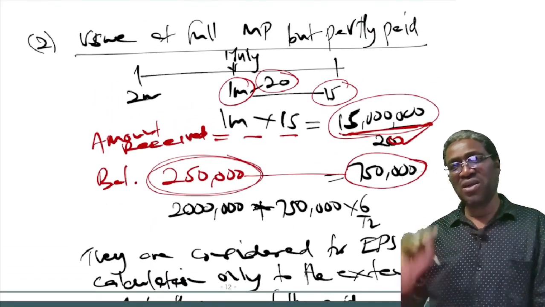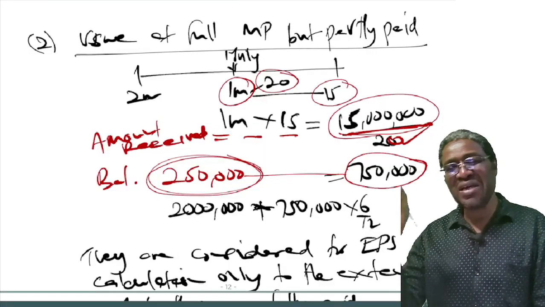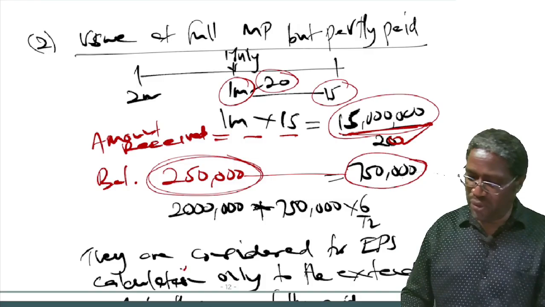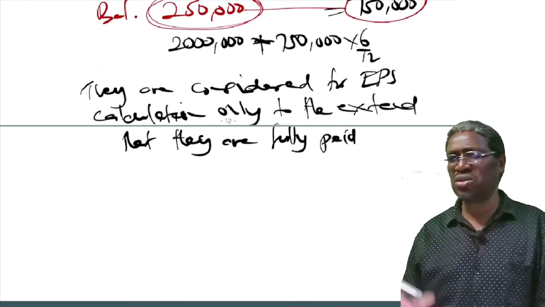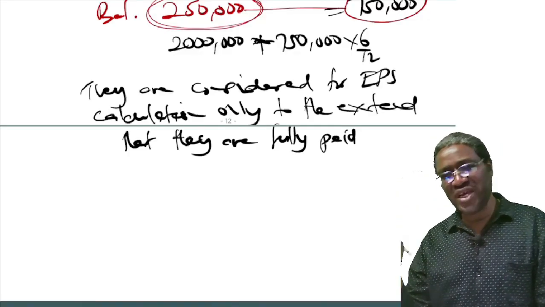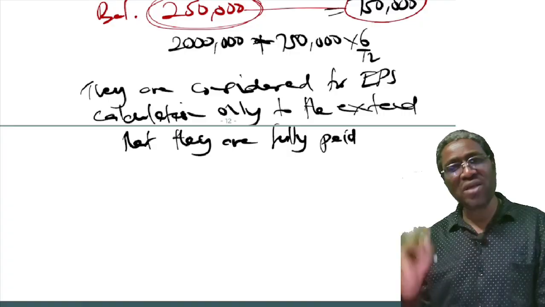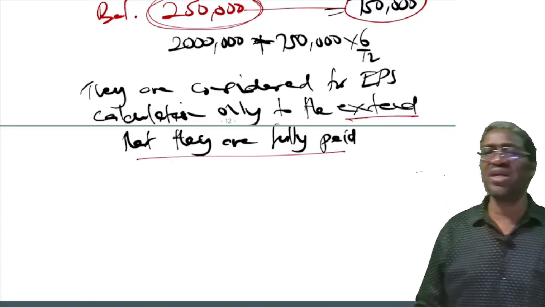Where I've said shares are issued at full market price, but they are partly paid, the key important point is they are considered for EPS calculation only to the extent that they are fully paid. That is the key important point. Only to the extent that they are fully paid.